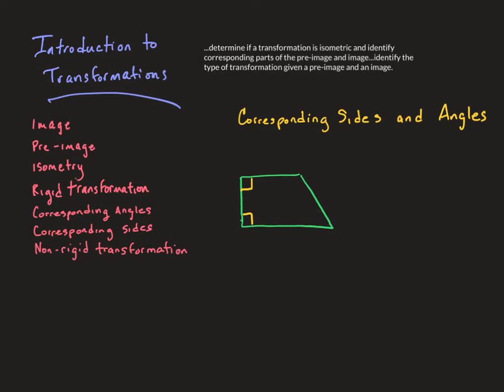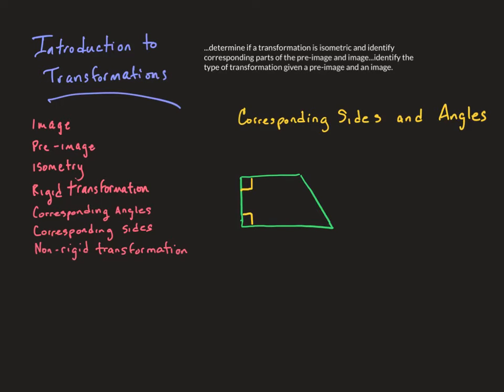What we want to do is determine if a transformation is isometric and identify corresponding parts of a preimage and image, and then identify the types of transformation given a preimage and an image. So what is the preimage? The preimage is going to be where we start, and the image is going to be where we end up.